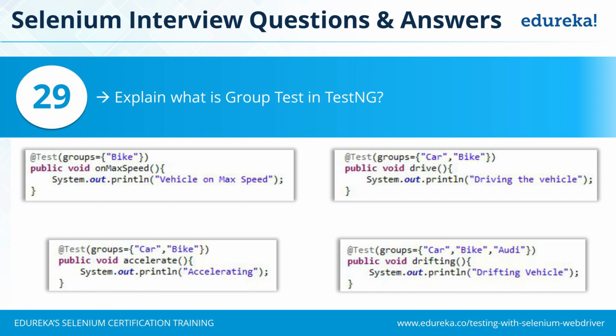If I execute group car, then onMaxSpeed doesn't have group car, so onMaxSpeed won't be executed. Drive will be executed because it is a part of group car. Accelerate will be executed and drifting will be executed. But if I select to execute group Audi, then there is only one test case that belongs to this group, that is drifting, and drifting will get executed.